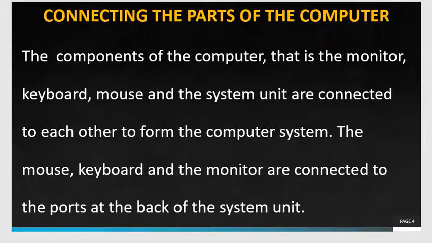Can you tell me where the monitor is being connected to? The monitor is connected to the system unit, but there is a special cable that is used to connect the monitor to the system unit. We also have a cable that connects the mouse to the system unit. Then we have a cable that connects the keyboard to the system unit. So we can say that the keyboard, the mouse, and the monitor are all connected to the system unit, but with different ports.